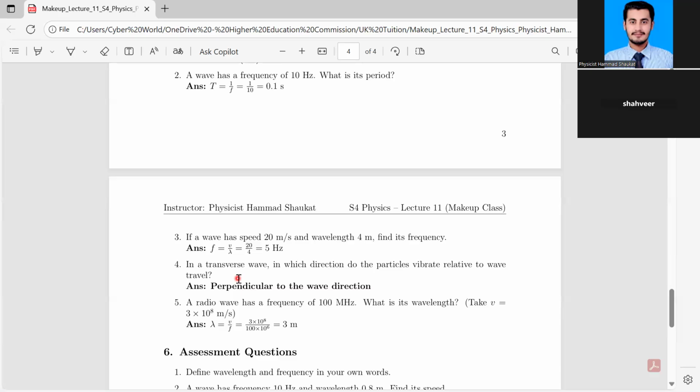Okay. If a radio wave has a frequency of 100 megahertz, what is its wavelength? You have to find wavelength. If the value of speed is given, which is 3 multiplied by 10 raised to the power 8, can you find the value for lambda? How can you find it? Just V divided by f, which equals 3 meters. And what is the unit of wavelength? Meters. Yes, meters.